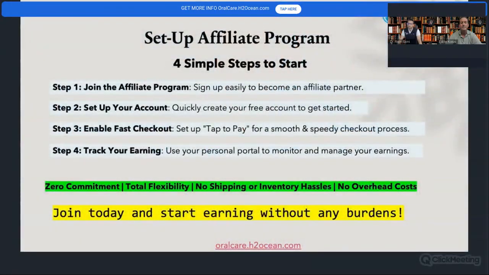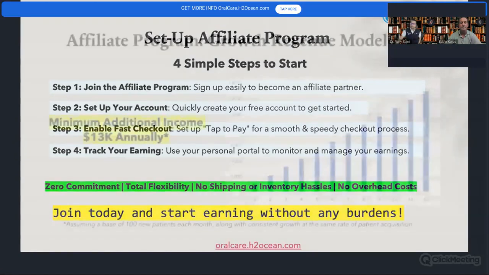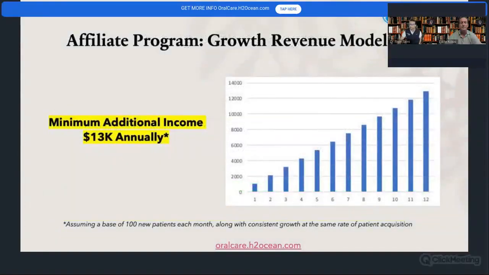The affiliate program. This is a flexible, zero-commitment program that allows partners to earn without any overhead costs or inventory hassles. It's a simple 4-step process to get started, and partners can potentially earn a minimum additional income of $13,000 annually, based on referring 100 new patients each month.